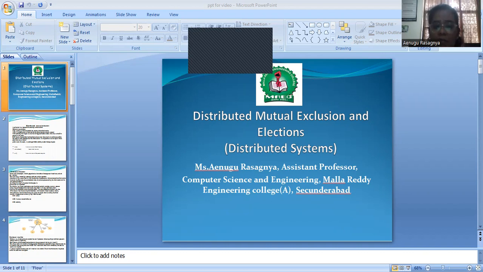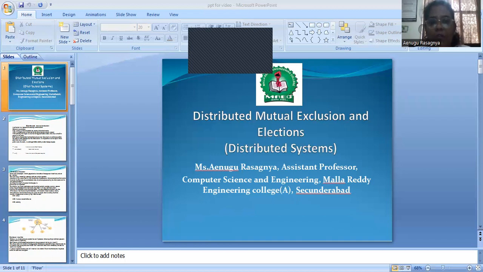We have three main sections: the entry section, the resource access section, and the exit section. The entry section is where we need code to enter into the resource access section, which is nothing but the critical section. That code will be available in the entry section. The resource access section is the critical section where the actual resources are shared among the processes. And the exit section is where a process leaves the critical section, so that other processes may easily enter it. So these are the three sections in distributed mutual exclusion.